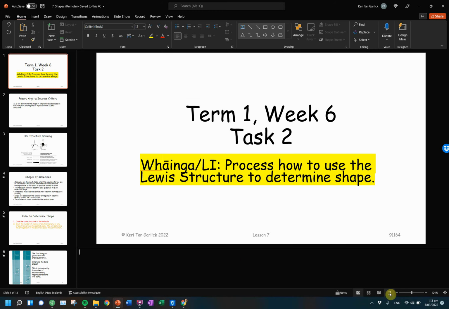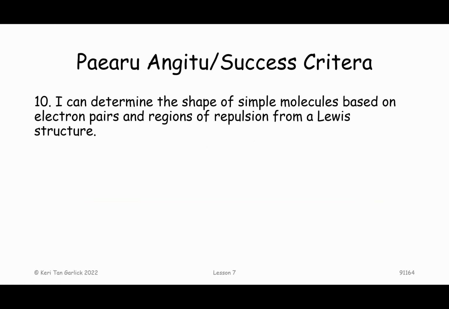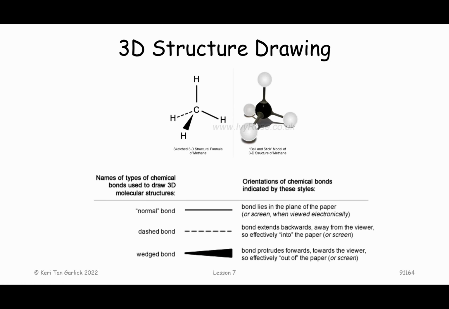All right, cool. Let's start our second task for week 6 of remote learning. In this case, we are using that information that we used in that last lesson on Lewis structures and having it determine the shape of molecules. So the success criteria for today is that you should be able to determine the shape of simple molecules. And the way we're going to be figuring this out is by looking at the Lewis structure and understanding how many pairs of electrons I have and how that's going to repel to result in our shape.